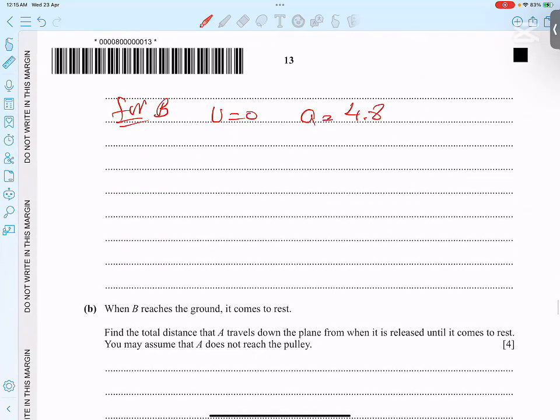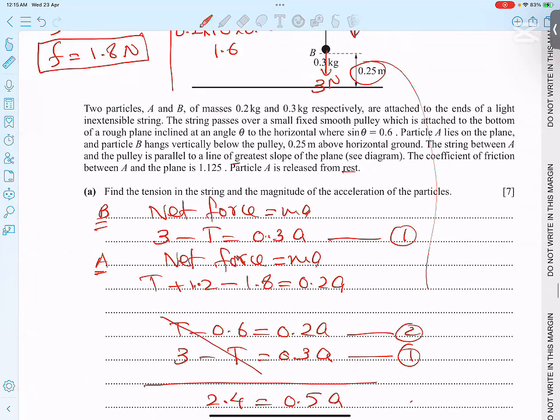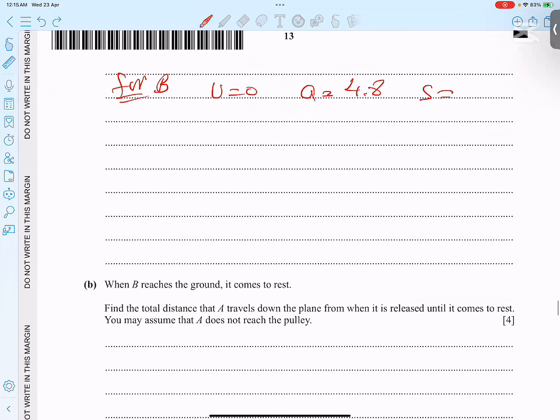4.8. And S is how much to fall down? You can see S is 0.25 to fall down. And we are looking for two things. I think one thing, V, is very important. 2AS is equal to V squared minus U squared.